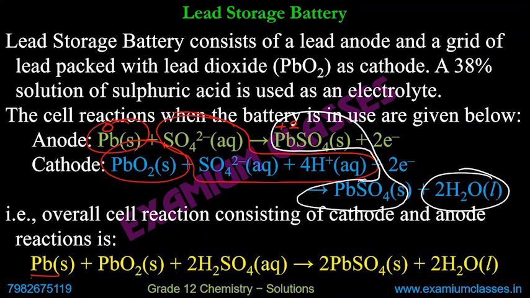Anode reaction, cathode reaction, overall reaction are important in all cells. Write and memorize. Write 3-4 times. Don't hesitate to write now. If you want to reduce your tension during the examination, write these reactions today 3-4 times.